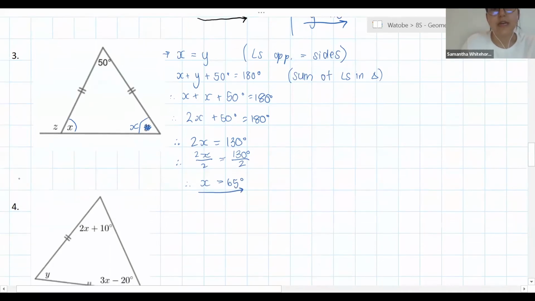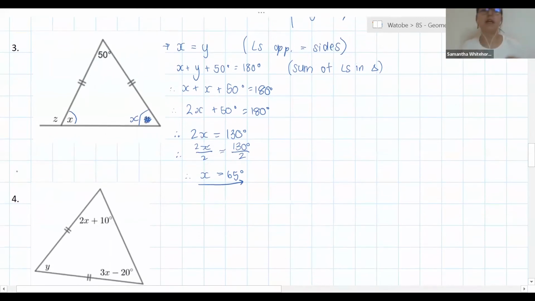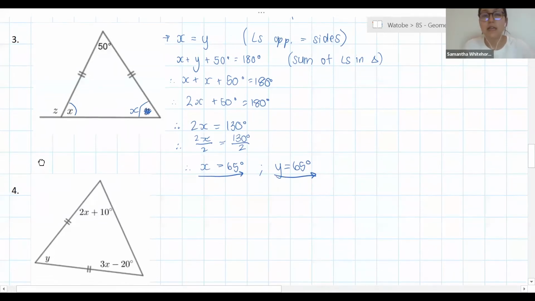Okay, so we first have to state that angle X and Y are equal because of angles opposite equal sides. And then because they're equal, I can go and solve for them. And once I've got one value, I actually have both values. So I've got both X and Y here. Now all I need to find is Z. So who is going to tell me what Z is equal to?